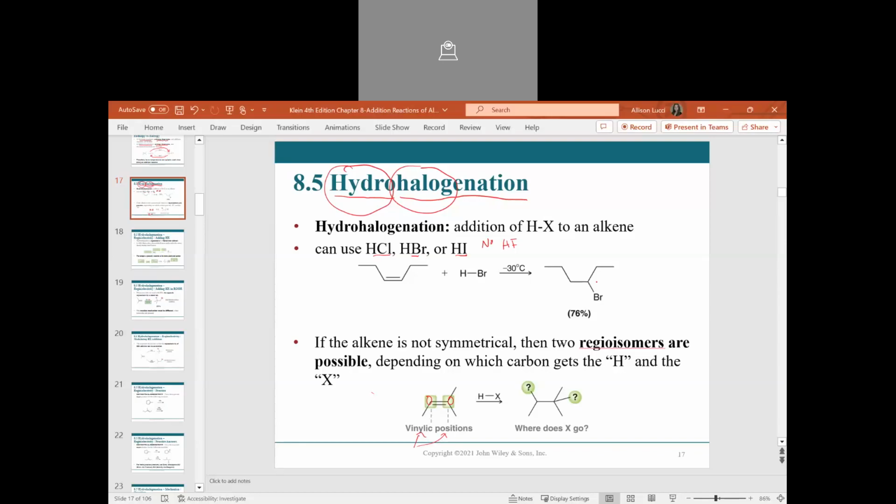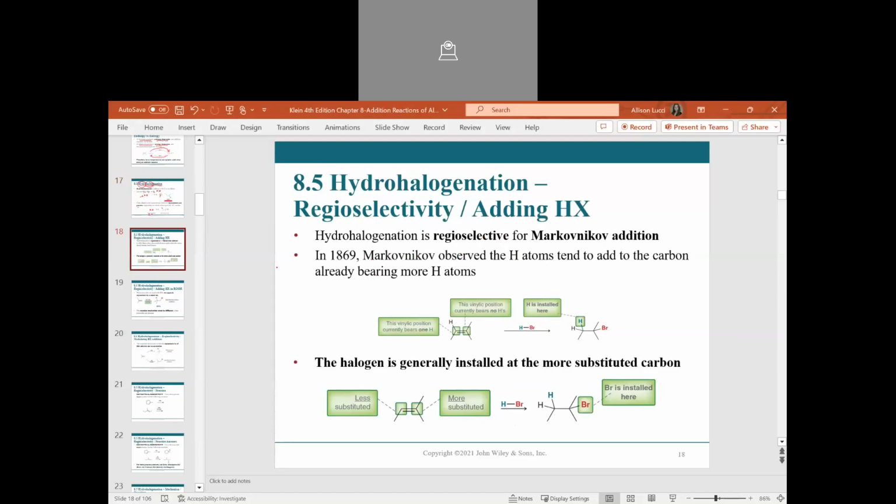So we see up top here, we have this symmetrical alkene, and we don't really have to consider that. We know that either side here will end up with the same final product. And we see that at very low temperature, negative 30 degrees Celsius, we get about 76% yield of our product. So let's look at what position will the H be installed and which position will our X, our general symbol that's used for chlorine, bromine, or iodine.